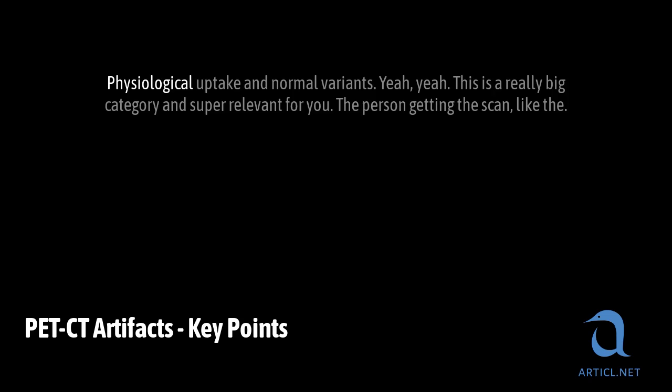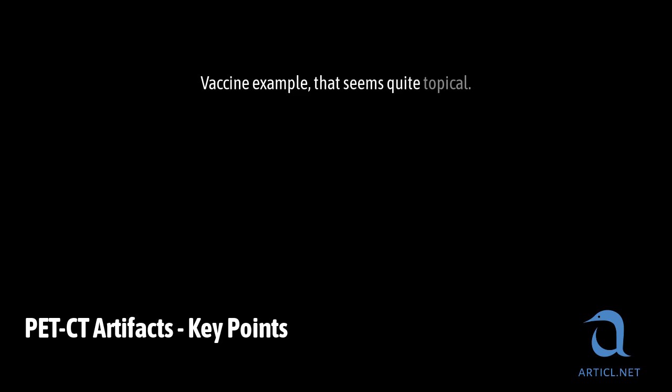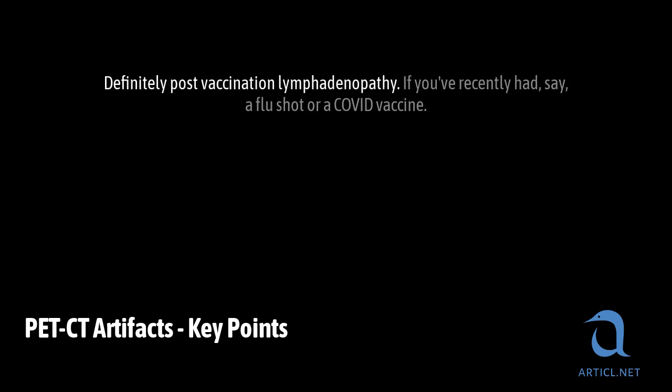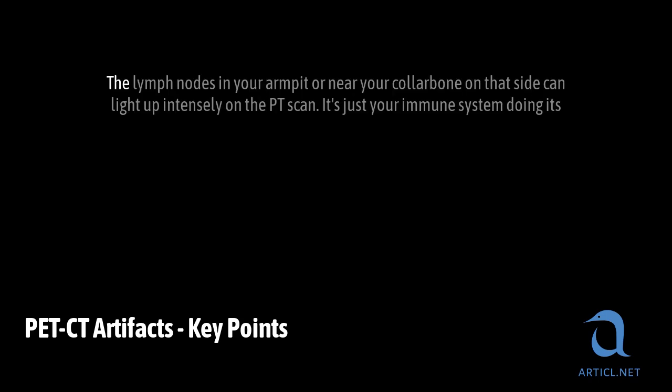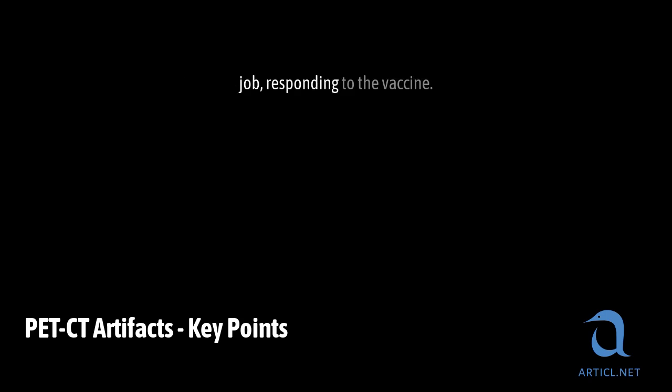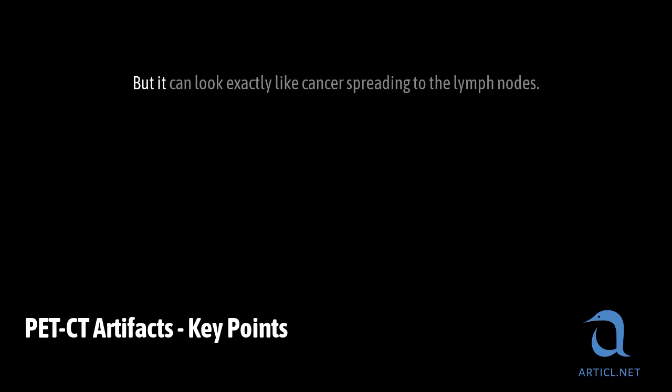Physiological uptake. And normal variance. Yeah, this is a really big category and super relevant for you, the person getting the scan. Like the vaccine example. That seems quite topical. Definitely. Post-vaccination lymphadenopathy. If you've recently had, say, a flu shot or a COVID vaccine, the lymph nodes in your armpit or near your collarbone on that side can light up intensely on the PET scan. It's just your immune system doing its job, responding to the vaccine. But it looks like. But it can look exactly like cancer spreading to the lymph nodes.